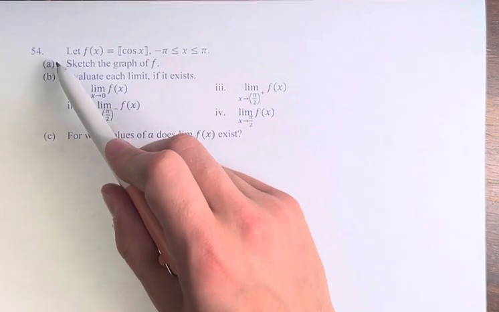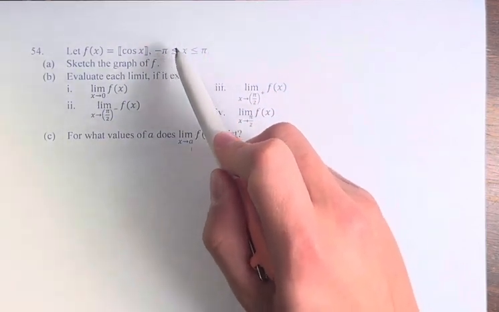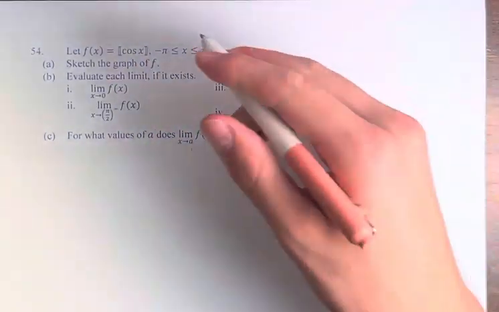In this problem we're asked to let f of x equal brackets of cosine of x from negative pi to pi. So we're asked to sketch the graph of f. First we have to understand what these brackets mean.